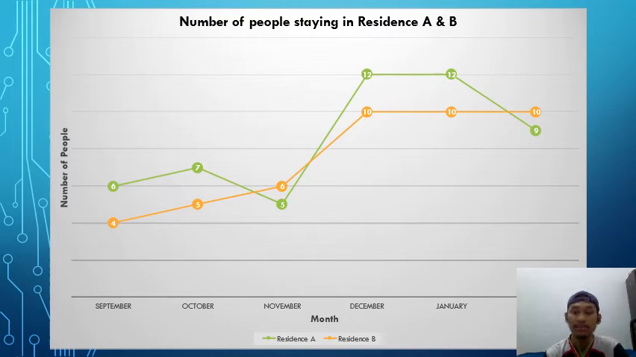And then in December, the number of people in residence A and B rose dramatically at the end of the year to 12 people in residence A and 10 people in residence B. At the beginning of the new year in January, residence A and B remained steady, which is 12 people in residence A and 10 people in residence B. But in February, the number of people in residence A dropped to 9 and residence B maintained at 10 people.